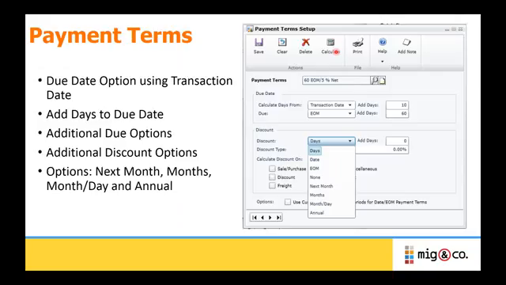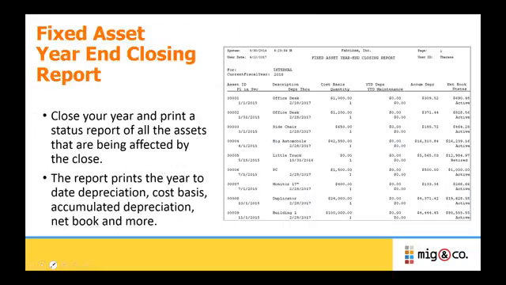Because a lot of times you'll create a payment term and then you'll process an accounts payable or accounts receivable document, and for some reason, the due date is not the date that you expected. So using the calculate button actually lets you see what the date would be. So that's a nice feature there. Let's go ahead and move on. So I mentioned before about the fixed asset year-end closing report.